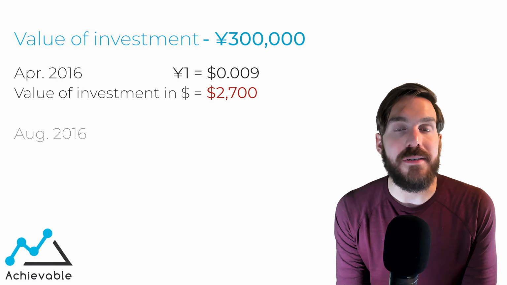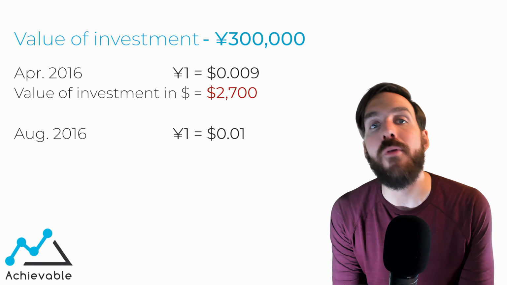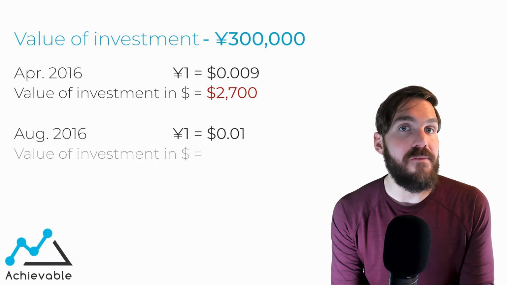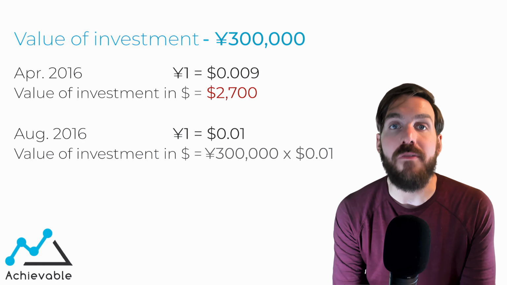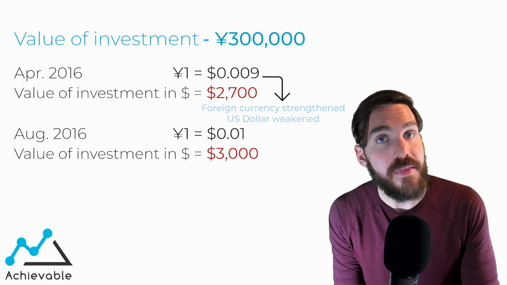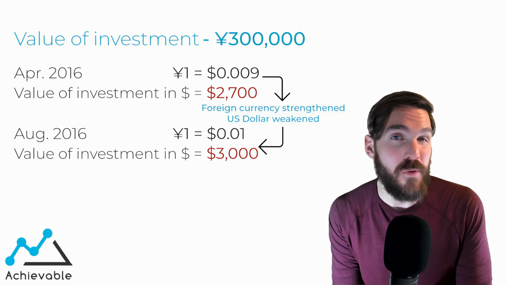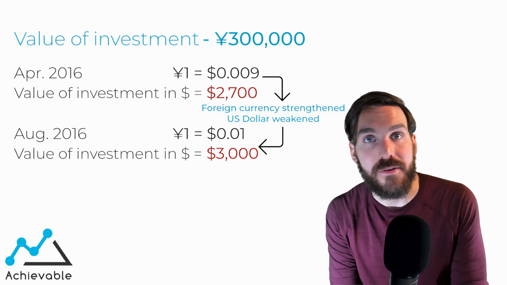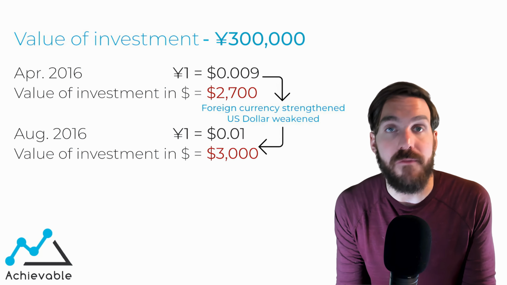By August 2016, the yen strengthened to a point where 1 yen purchased 1 cent in American dollars. Therefore, an investment yielding 300,000 yen would be the equivalent of 3,000 US dollars. So the point here is a strengthening foreign currency is a good thing for American investors when they sell their investment and convert back into US dollars. The investor receives more US dollars just because of the new conversion rate.